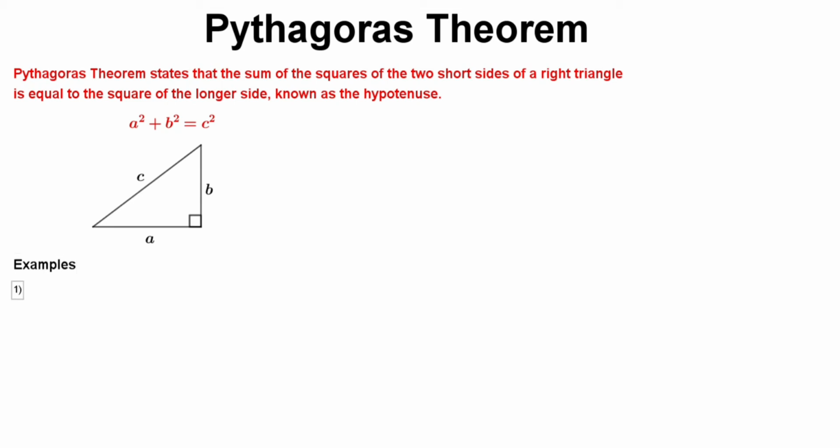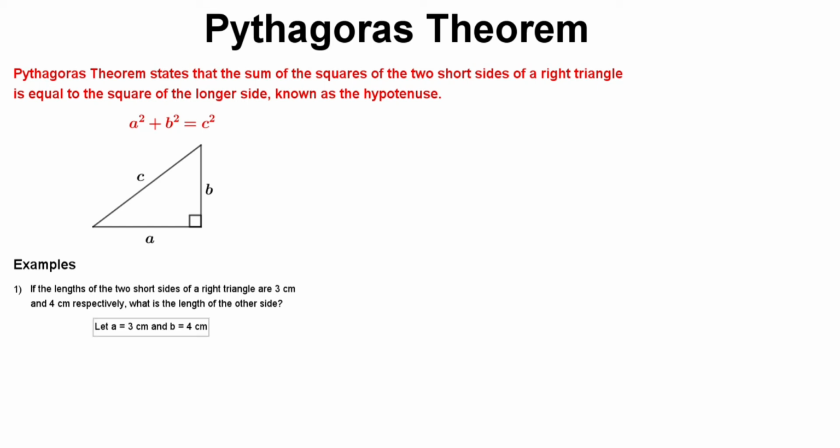So example number 1 tells us if the length of the two short sides of a right triangle are 3 centimeters and 4 centimeters respectively, what is the length of the other side? So obviously a triangle has 3 sides, and if we have two short sides of length 3 and 4, then we are looking for the hypotenuse. So the first thing we will do is let A equal 3 centimeters and B equal 4 centimeters.